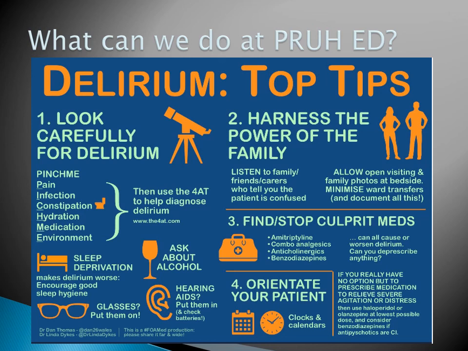Number 2, harness the power of the family. Listen to family, friends, and carers who can tell you if the patient is confused or if he is at his baseline. Number 3, find and stop the culprit medications.